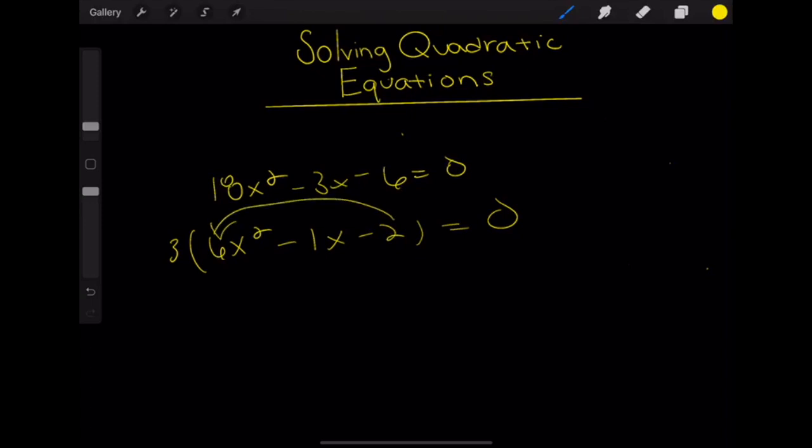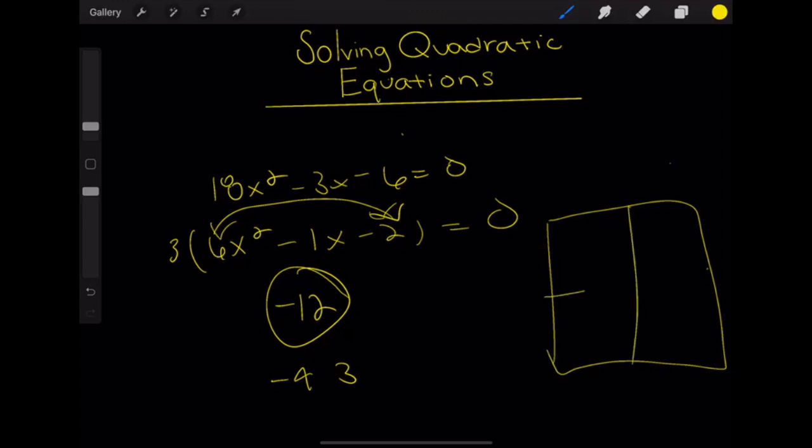So now we have to do the same thing. What multiplies, because 6 times 2 is 12, and it's a negative 2, so it would be negative 12. So what adds up to negative 1 but multiplies to negative 12? And again, it's negative 4 and 3. So we'll come over with this box, put the 6x squared here, and the negative 2 here. Then we'll have the 3x here, and the negative 4x here.